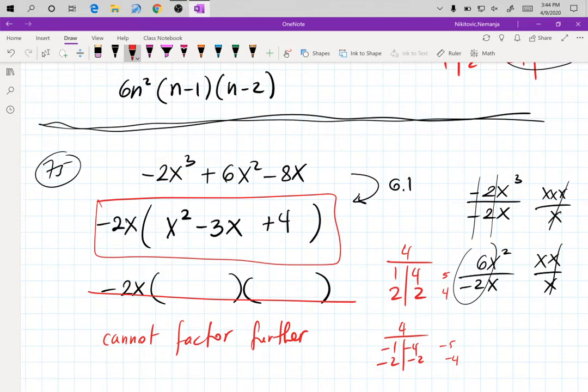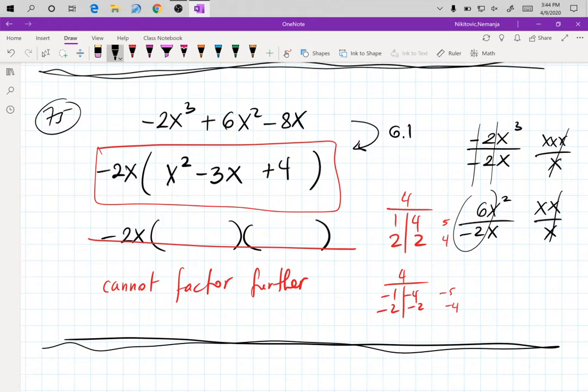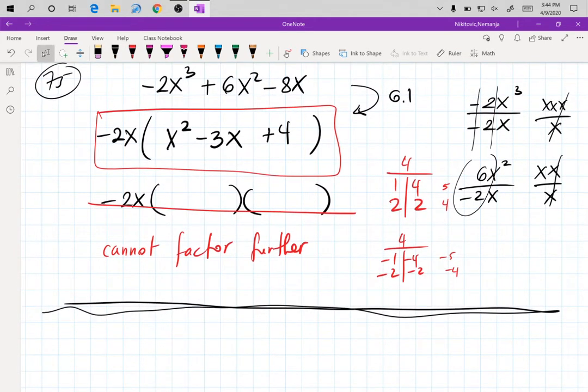Because nothing worked from these lists, right? We need them to add to negative 3. It did not add to negative 3. It added to positive 4, negative 4, and negative 5. So for some problems, you are going to be able to do the GCF part and then it's not factorable. Y squared minus 2y plus 3.